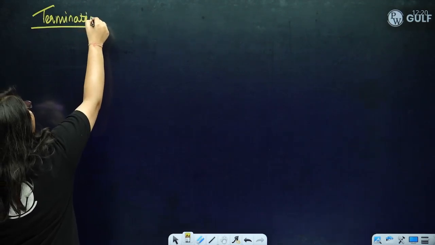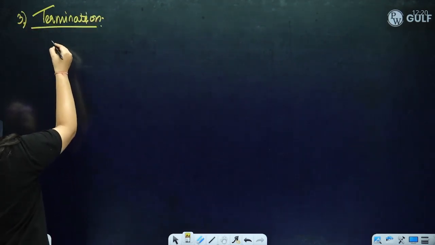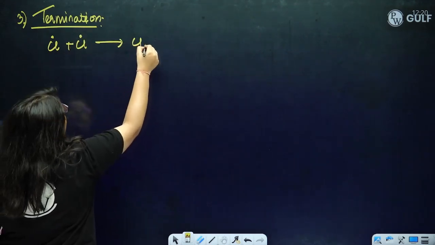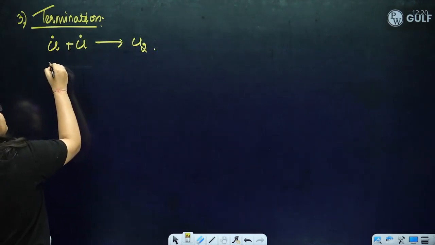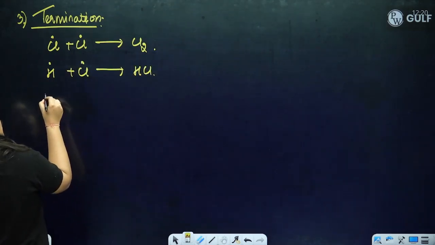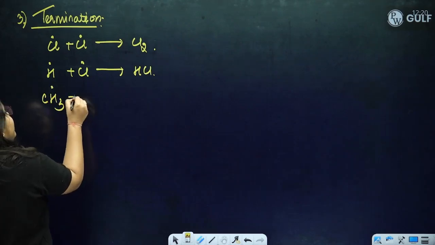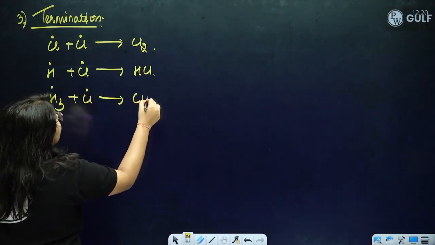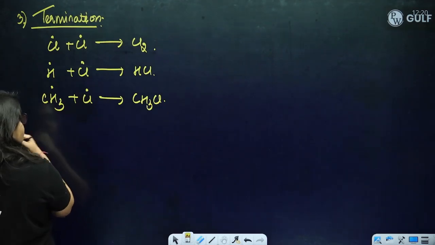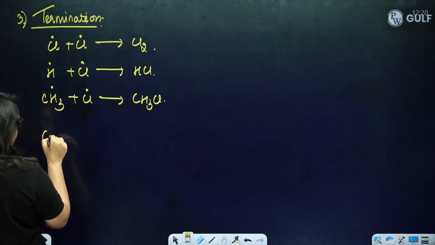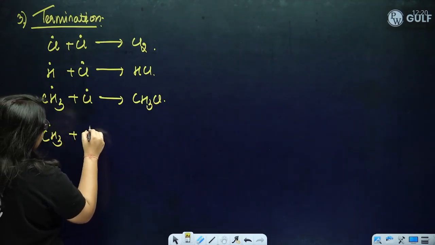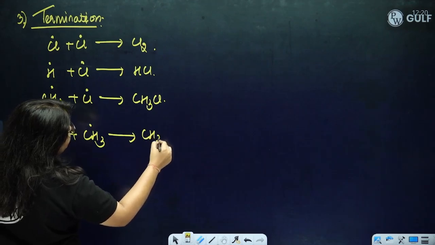So the termination reaction is the third step, where the free radicals of chlorine will combine with that of chlorine to give rise to Cl2. The free radical of hydrogen will react with chlorine to give rise to HCl. The free radical of CH3 will combine with Cl to give rise to CH3Cl. And the free radical of CH3 will combine with CH3 to give rise to C2H6.